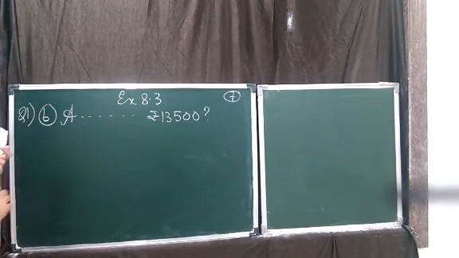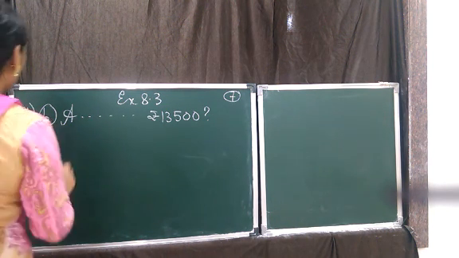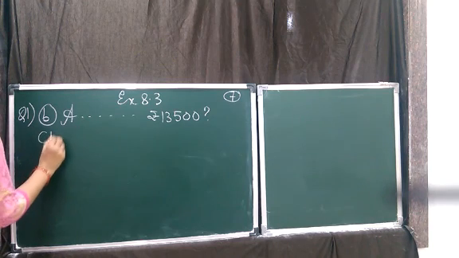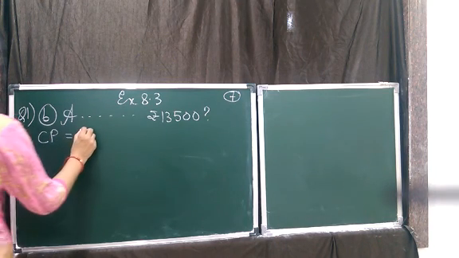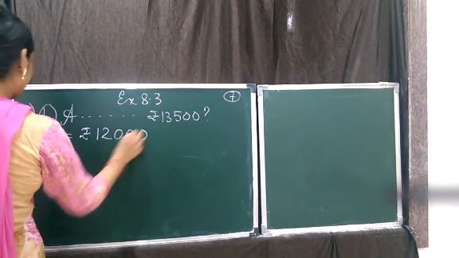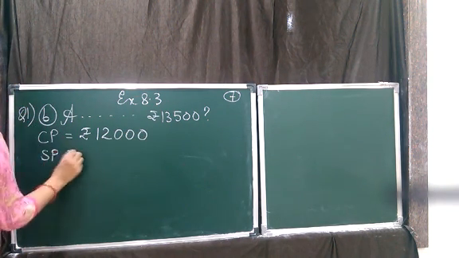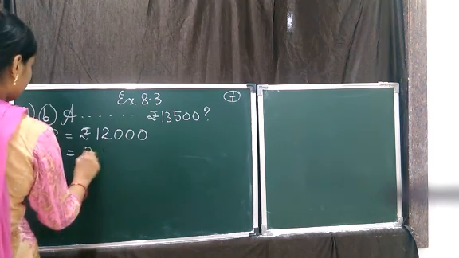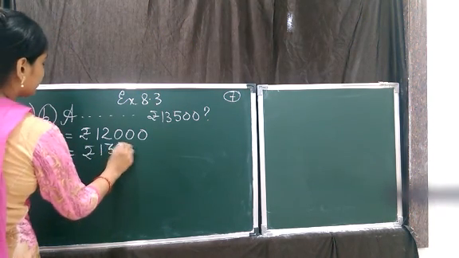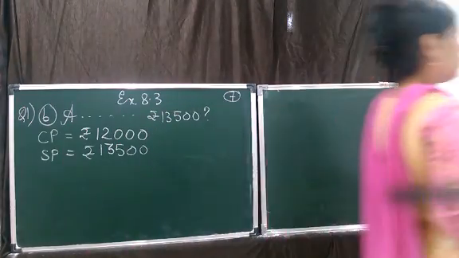So here whatever is given, that we are going to write first. A refrigerator was bought for, so bought for means its cost price. Its cost price is rupees 12,000 and sold. That means it will be the sale price or the selling price, which is 13,500.